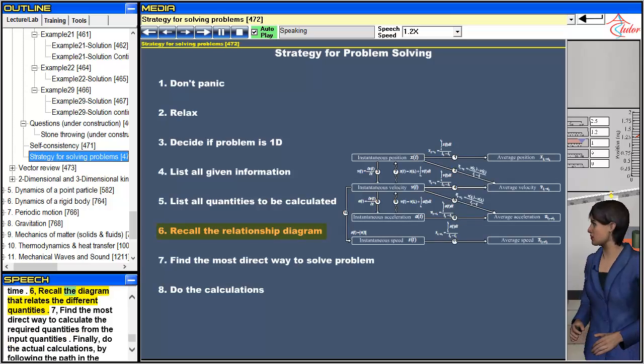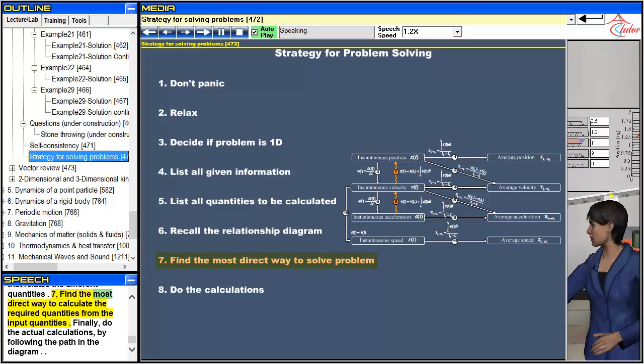Sixth, recall the diagram that relates the different quantities. Seventh, find the most direct way to calculate the required quantities from the input quantities. Finally, do the actual calculations, by following the path in the diagram.